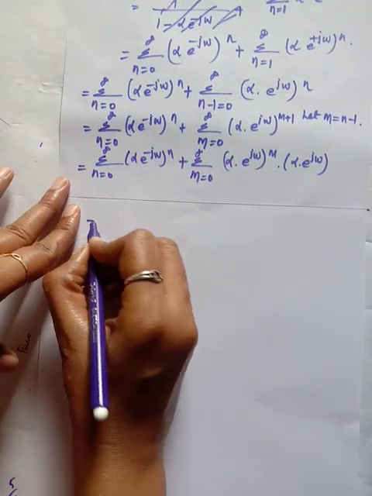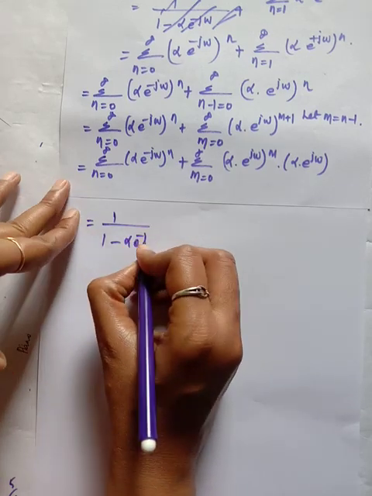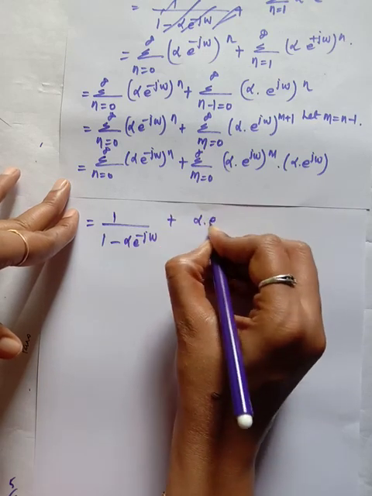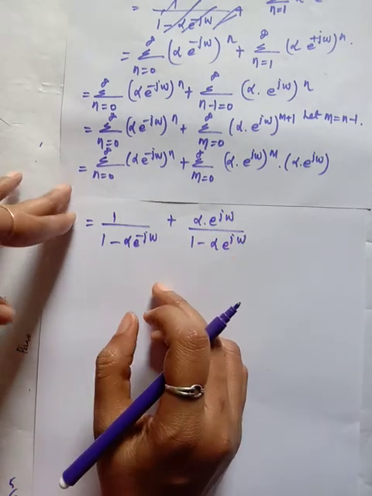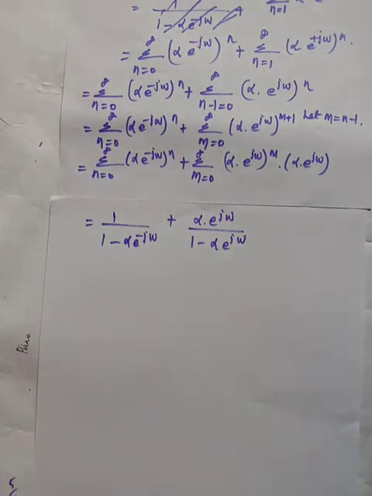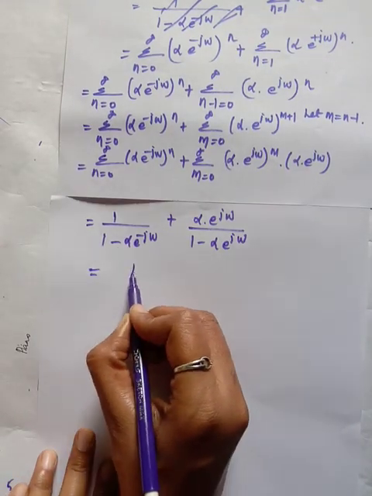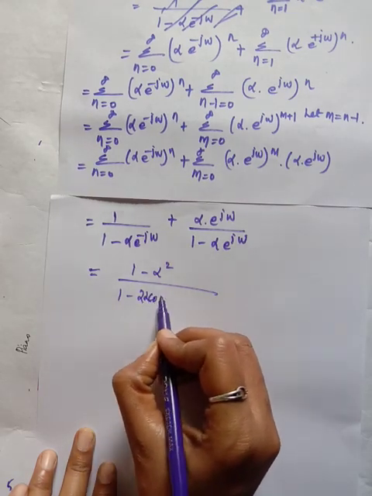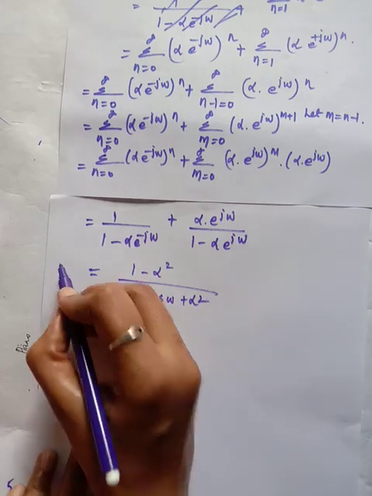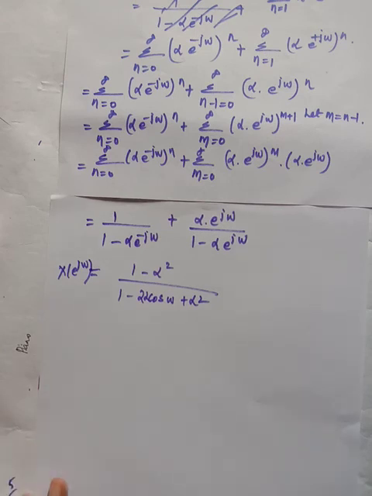Now the resultant of this is 1 by 1 minus alpha e power minus j omega, plus alpha e power j omega divided by 1 minus alpha e power plus j omega. Now this can be simplified further. You just simplify and check whether you are getting this answer: 1 minus alpha square divided by 1 minus 2 alpha cos omega plus alpha square. So this is the resultant spectrum for x of n equal to alpha the whole power mod n.